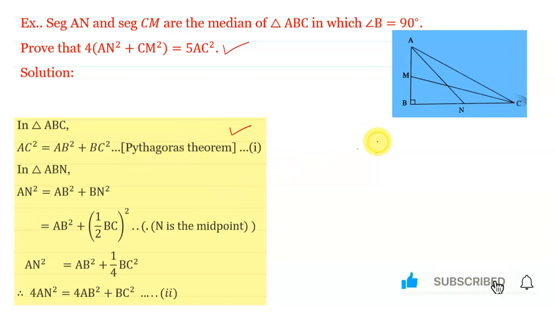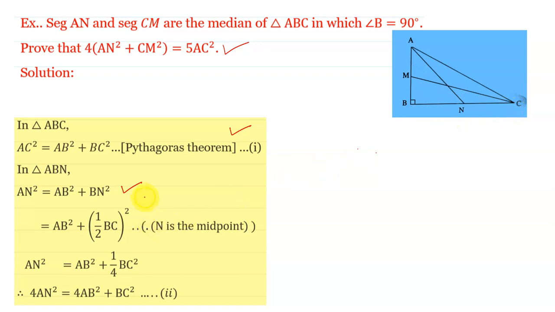Next, we will consider a triangle in which we should get AN and CM as sides. Therefore first we consider the triangle ABN, and therefore AN square is equal to AB square plus BN square. Now BN is not a side of our triangle, and therefore we replace this BN by BC upon 2.